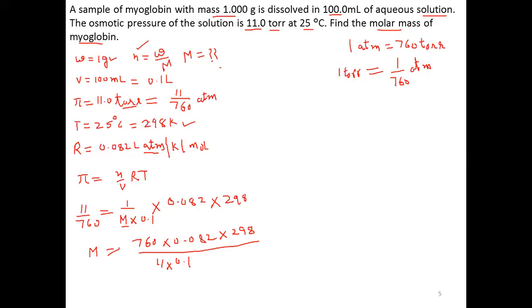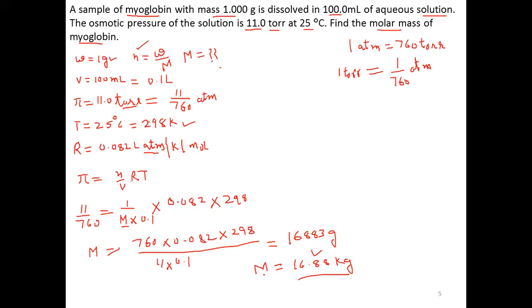So 11 into 0.1 is 1.1. So we can solve it. Upon solving, let us see what will be the answer. It is 760 into 0.082 into 298 divided by 1.1. So it is 16883 grams, or we can write it as 16.88 kilograms. So that is the weight of myoglobin that we have to calculate.